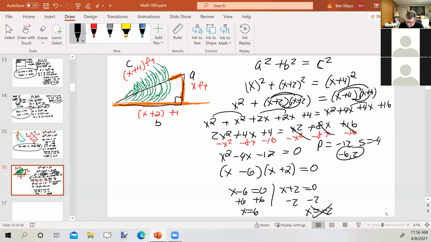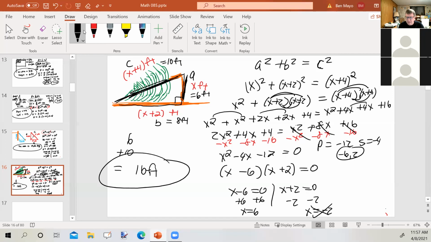Now, if x is 6, then this distance would be 6 feet. This distance would be 6 plus 4, which is 10 feet. And this distance, which is the distance along the ground, would be 6 plus 2, which is 8 feet. But the question said, find the height of the tree when it was standing upright. So we want this piece plus that piece. 6 plus 10 is 16 feet. Okay? So be sure to answer the actual question.